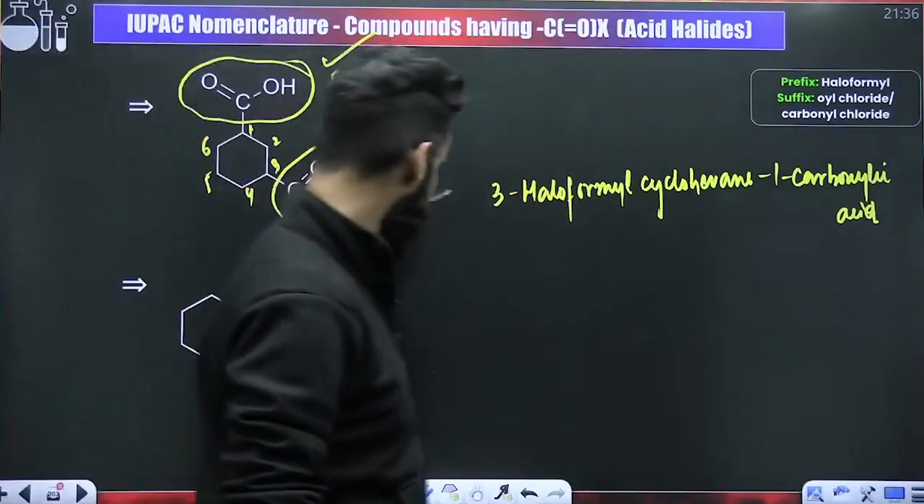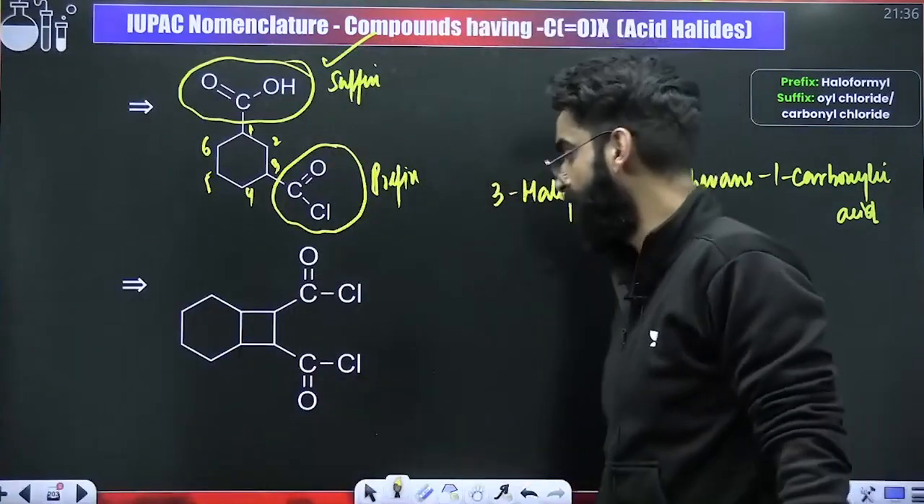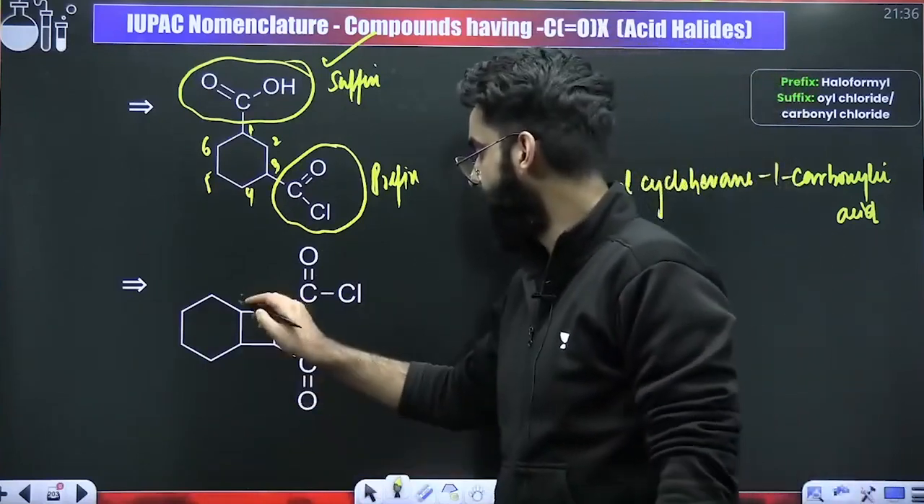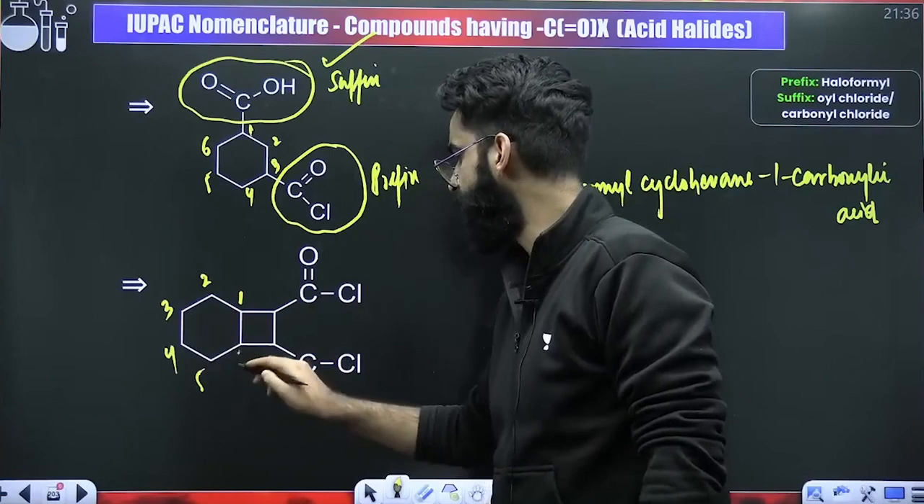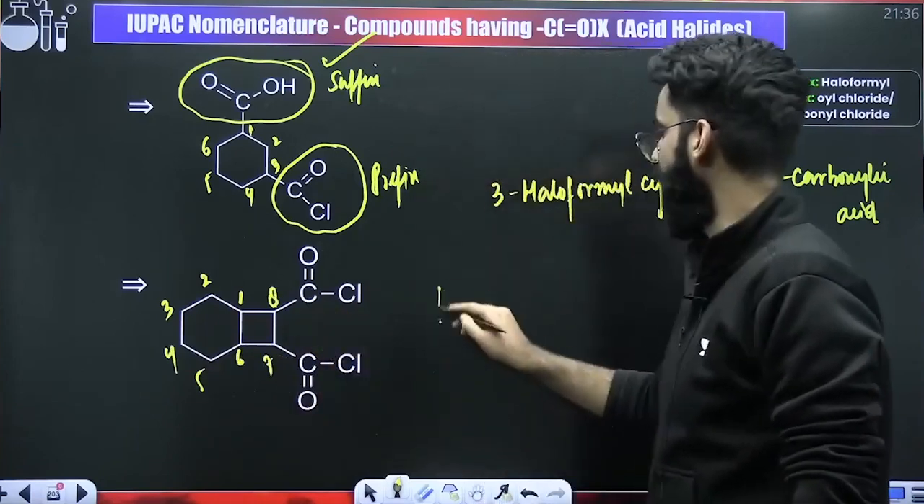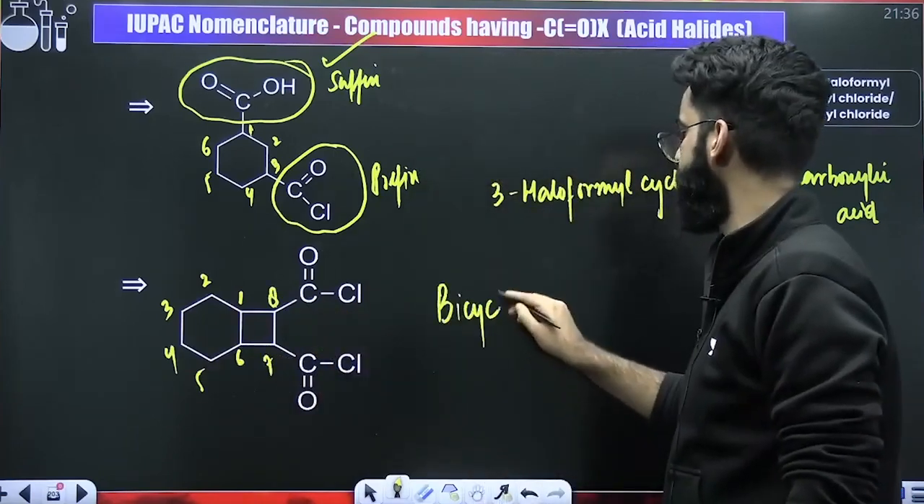Look at the next one. Bicyclo, right? Start with the bridgehead, right? Longer ring. 1, 2, 3, 4, 5, 6, 7, 8. So it is bicyclo.